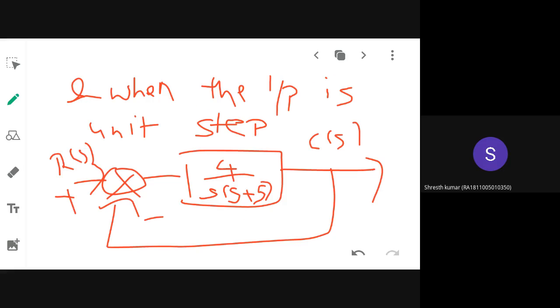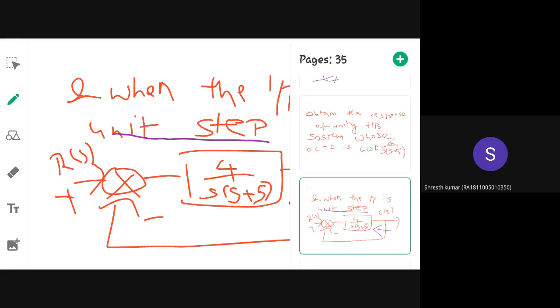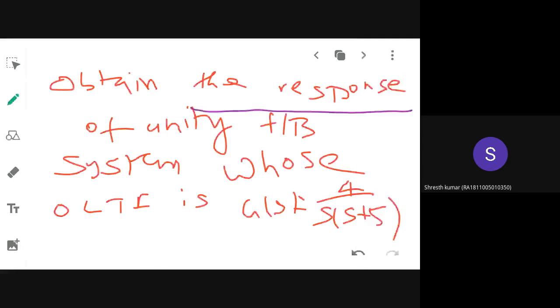When the input is unit step and the figure is given like this, you have to solve this problem. You are having a unity feedback system, given like this, for which you have to determine the response. They have told you that you are going to apply a unit step, and they have asked you to derive the response.